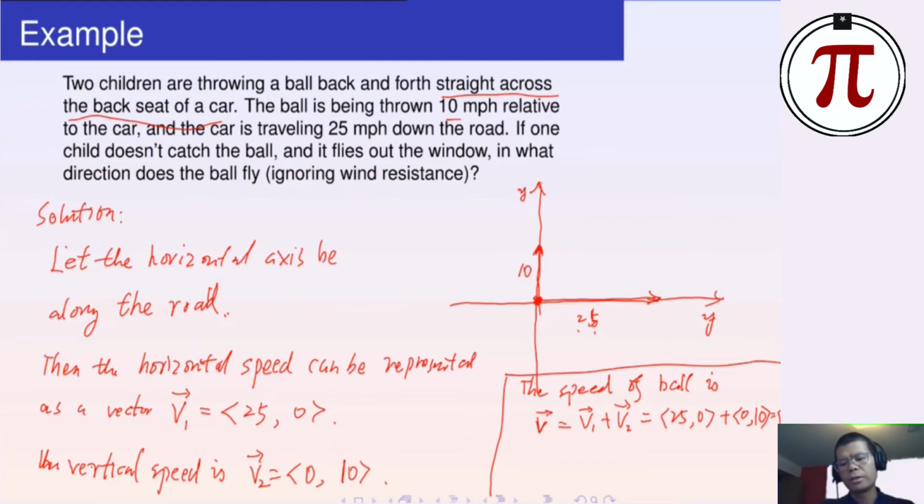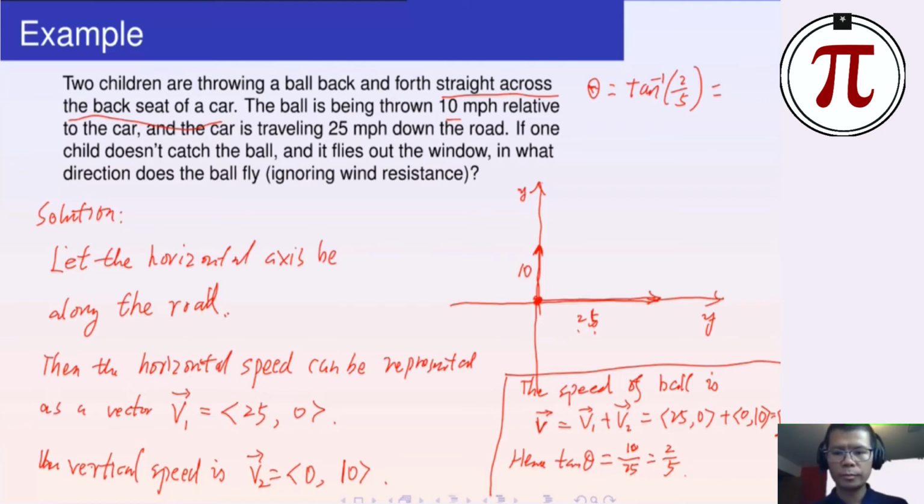The direction of this is this vector, right? So you have tangent theta equals what? 10 over 25, which is 2/5, right? So theta equals inverse tangent of 2/5. So this one equals what?